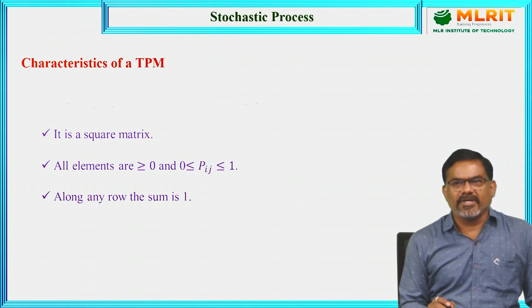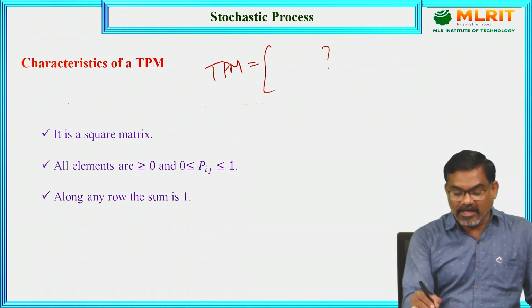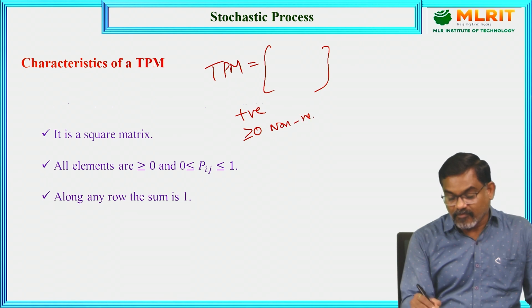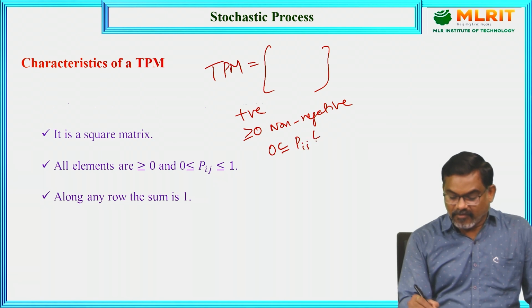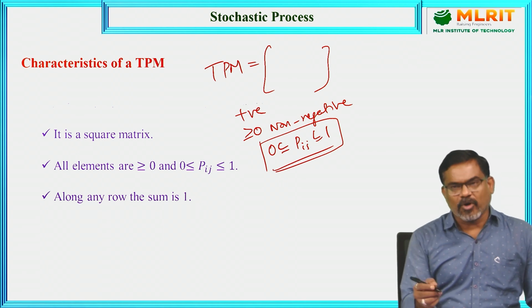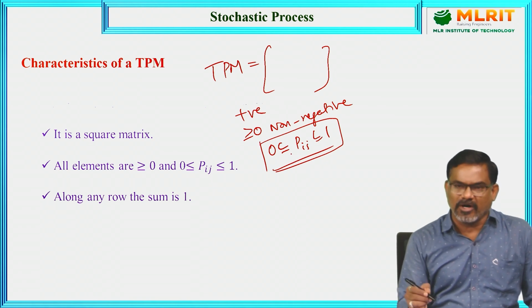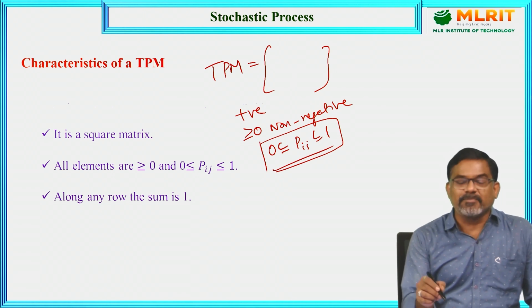Now the characteristics of a transition probability matrix. In a transition probability matrix, all the elements must be positive, or we can say greater than or equal to 0, so non-negative. All the elements must be non-negative, and the elements lie between 0 and 1. This is obvious because we are writing the probabilities as elements. We know that the probability lies between 0 and 1. Hence, all the elements must be between 0 and 1, including 0 and including 1. So, all the elements of a transition probability matrix must be non-negative.